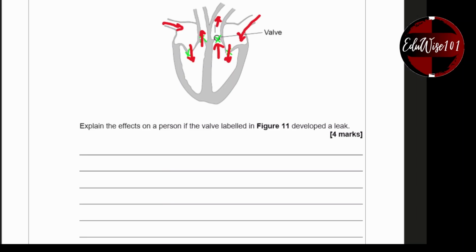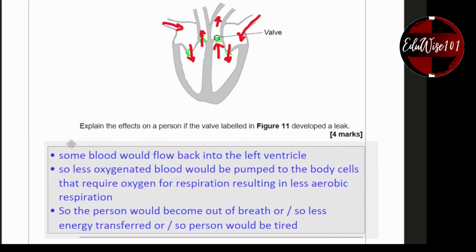So let's have a look at some of the answer. Some blood would flow back into the left ventricle, so less oxygenated blood would be pumped to the body cells that require oxygen for respiration, resulting in less aerobic respiration. Now, if there's less aerobic respiration, then the person would be out of breath, since there will be less energy transferred, and the person is also always going to be feeling tired as well.